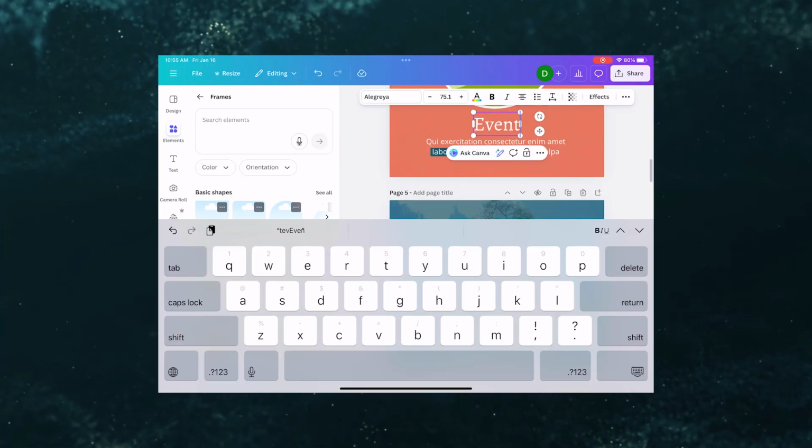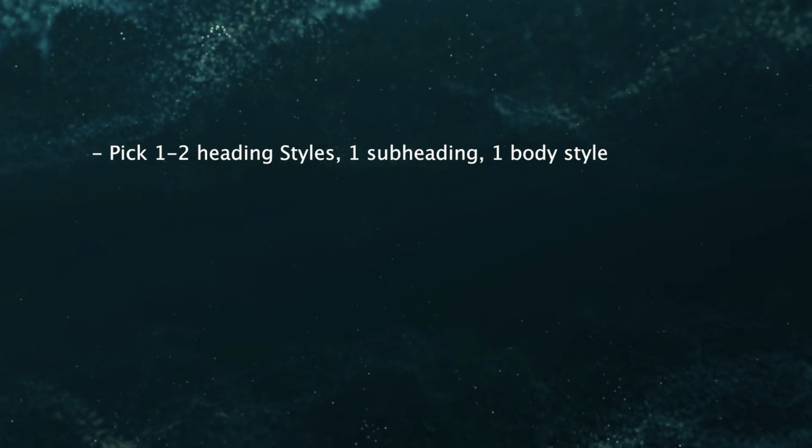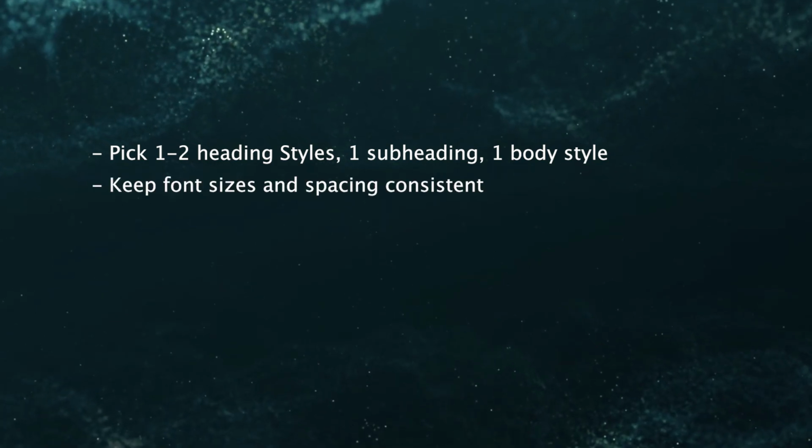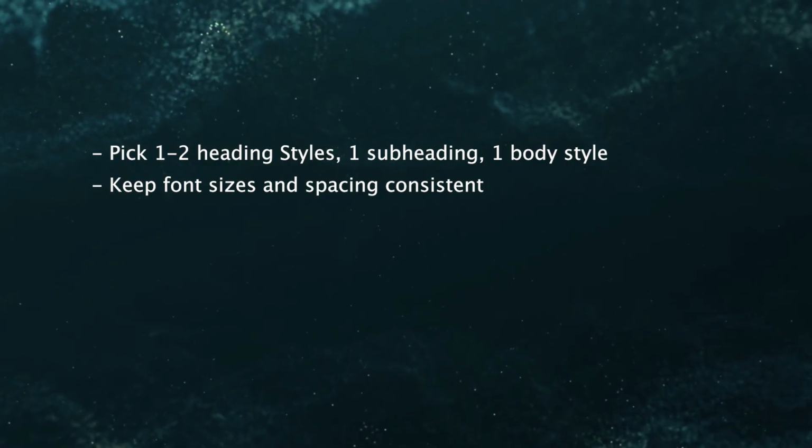Two, standardize text styles. Pick 1 or 2 heading styles, 1 subheading, 1 body style. Keep font sizes and spacing consistent so everything feels cohesive in your feed. For example, headings, all caps bold, subheading, sentence case, body, smaller, high contrast, easy to skim. Three, limit your colors.